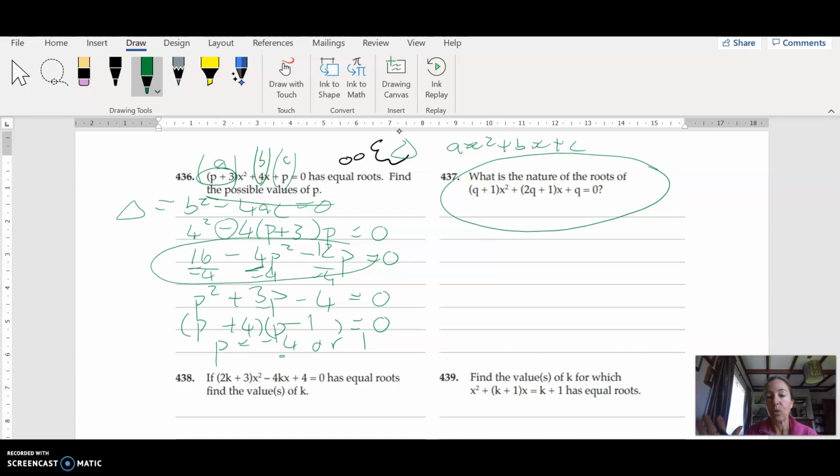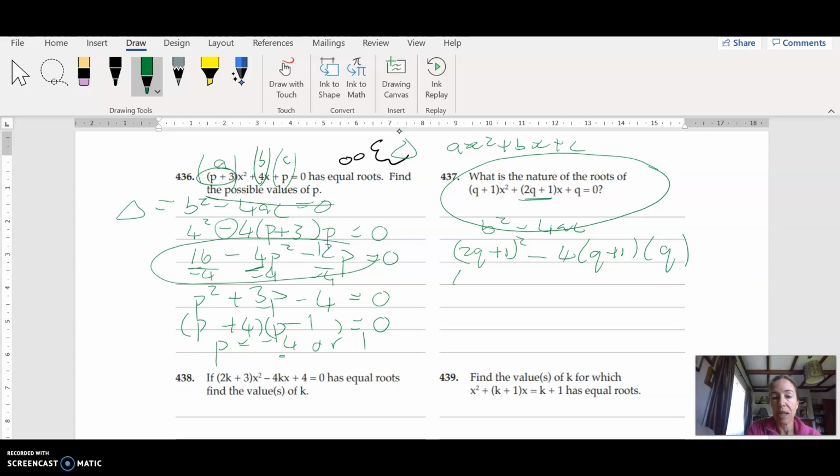Remember, it's talking about roots. It's talking about delta. You need to look at those roots. So if I had those and it's equaling 0, you're just going to look at b squared minus 4ac. Okay, b is this whole thing, so 2q plus 1 all squared. Write out both brackets if you're bad at multiplying out brackets. Okay. And then minus 4 times q plus 1, and then times that by q.